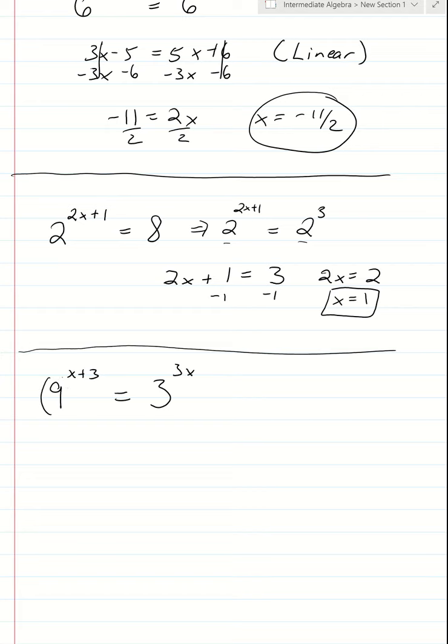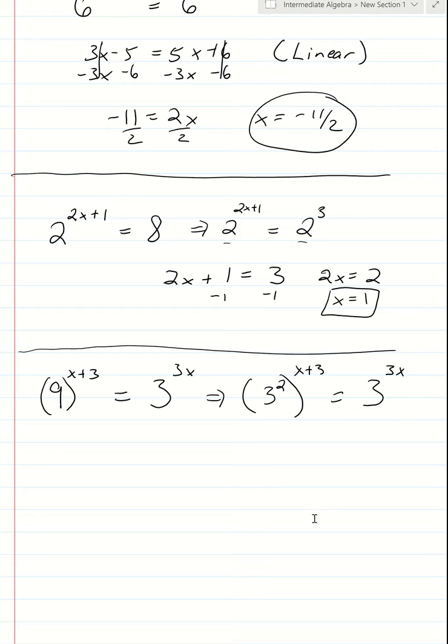So let's think about that number 9. This number 9 here is the same thing as 3 squared. And that's still going to be raised to the x plus 3 power equals, now the right side we don't have to do anything with. I'm going to leave it as 3 to the 3x power.